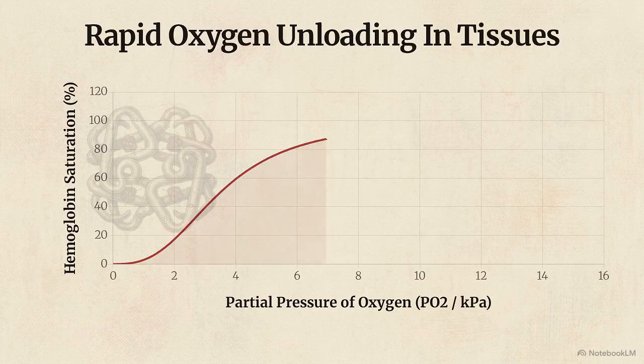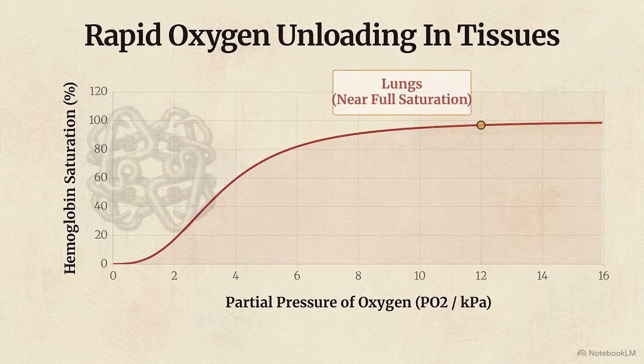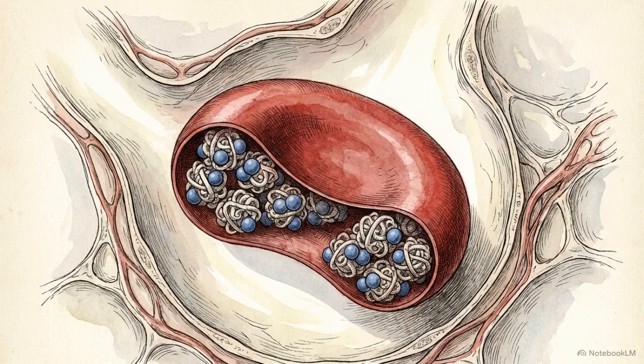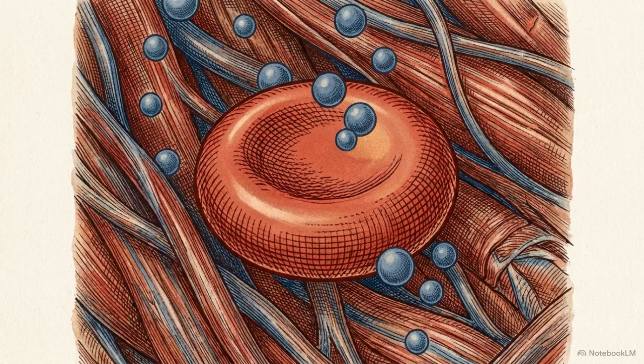Graphing hemoglobin saturation against environmental oxygen partial pressure creates a distinct S-shaped curve. The top right flattens. In high oxygen lungs, hemoglobin reaches near full saturation. But in respiring tissues with lower oxygen, we hit the steep section. The protein's affinity drops, rapidly unloading its oxygen. Hemoglobin acts as an active, responsive machine that holds tight to oxygen in the lungs and drops its payload exactly where cellular demand is at its peak.